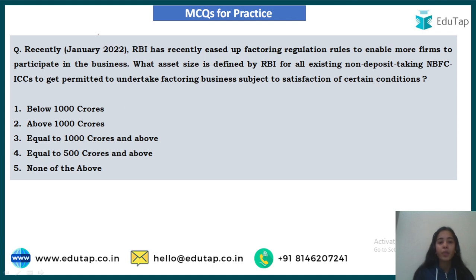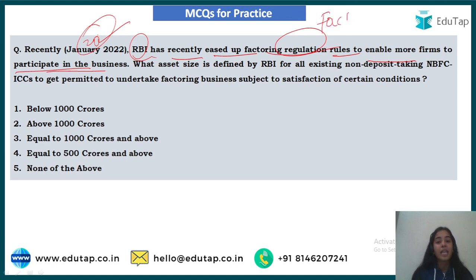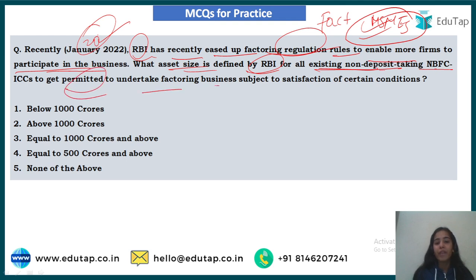So recently, on 20th January 2022, the press release came from the RBI, and RBI has recently eased factoring regulation rules to enable more firms to participate in the business of providing factoring services, as well as more MSMEs will be able to get the services, as there will be more NBFCs providing the services. So what asset size is defined by RBI for all non-deposit taking NBFCs to get permitted to undertake factoring business, subject to satisfaction of certain conditions?